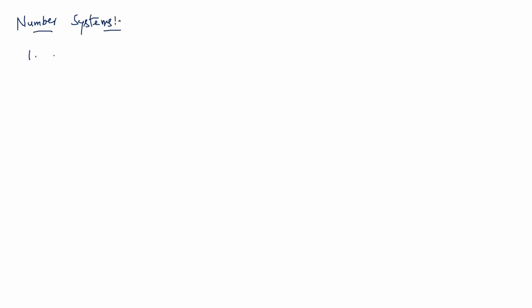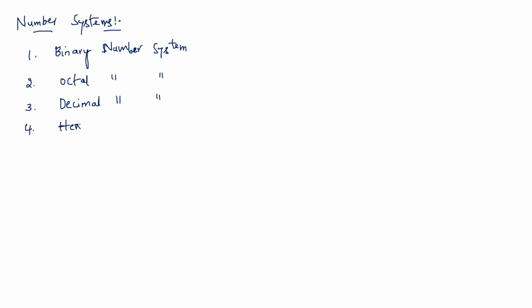Okay. So in that, first is the binary number system. What is the binary number system? We'll learn here. Binary number system. So binary, after that octal number system, and then decimal number system, and the last one is hexadecimal. So, number systems.